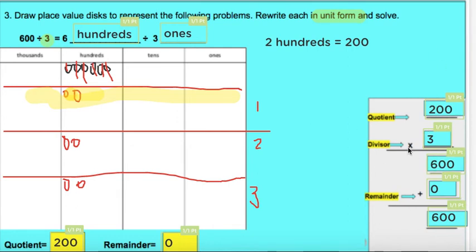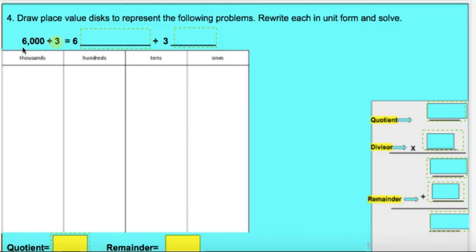I went through this a little bit quickly because this is something we have been working on a ton, and I know that this is something that you are able to do on your own based off of how well you guys have been working. All right, friends, let's go ahead and do another one. In this problem, we have a similar problem. Instead, it says 6,000 divided by 3. 6,000 is the same thing as saying 6 thousands, 6 hundreds, 6 tens, or 6 ones. What do you think?